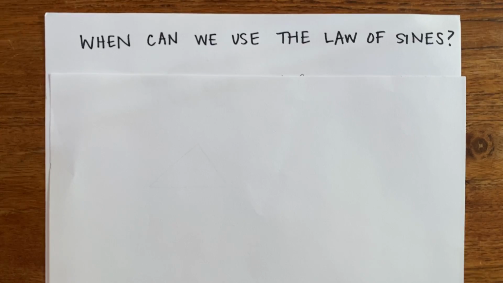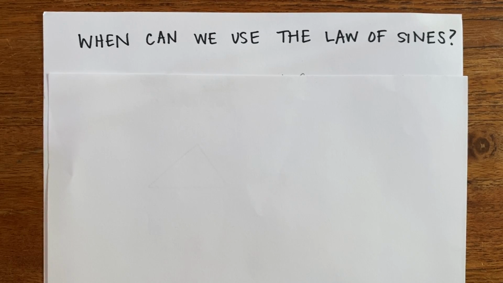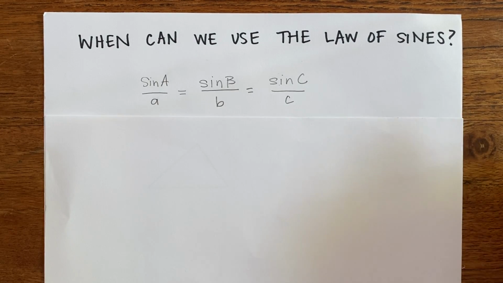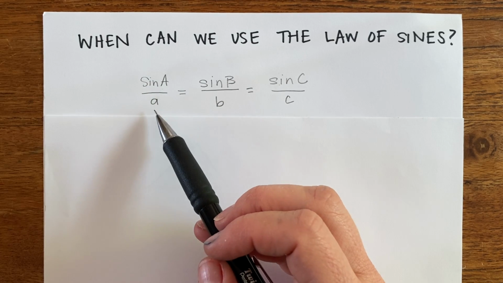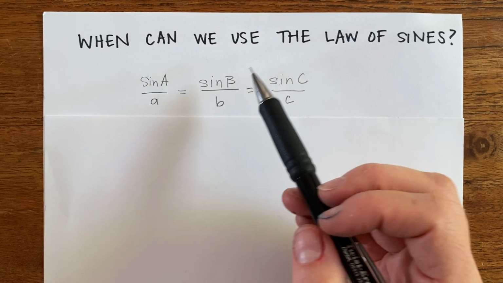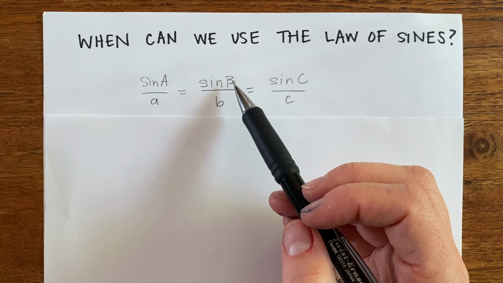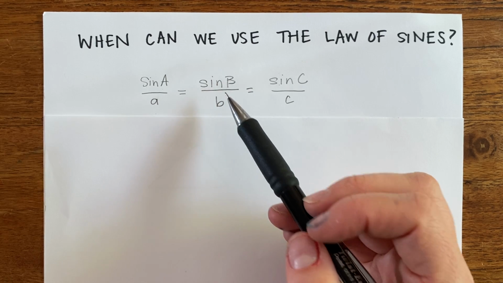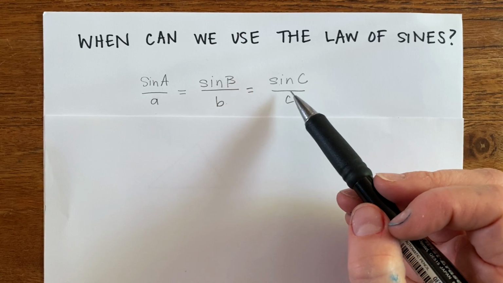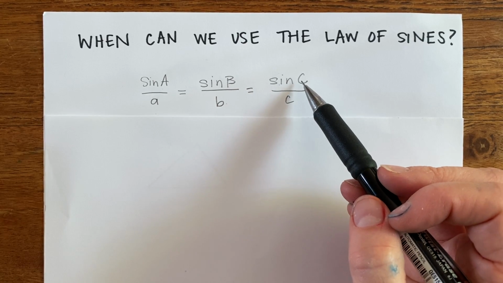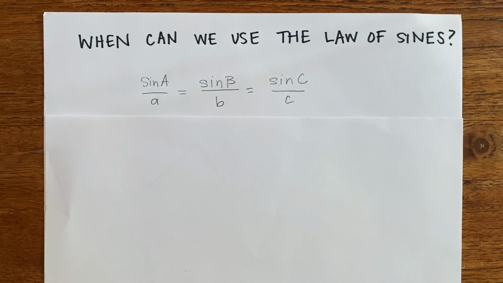So you've just determined the law of sines, and you might be wondering, when can I use it? Well, let's say we have the law of sines. The ratio of the sine of angle A divided by side A is equal to the ratio of the sine of B divided by side B, which is also equal to the ratio of sine C divided by side C. Now this is an extended ratio.